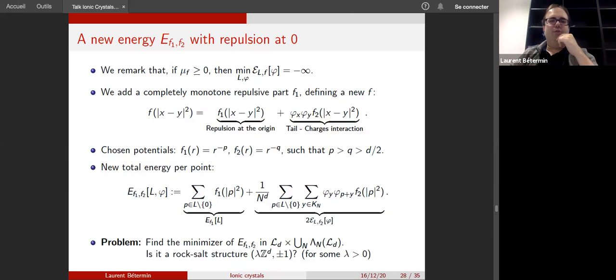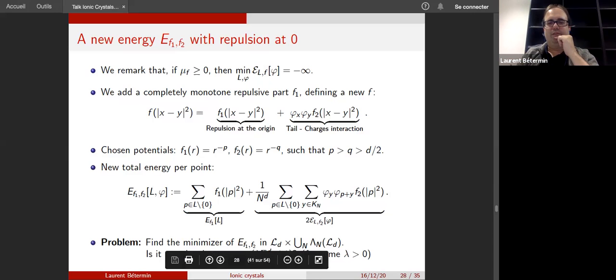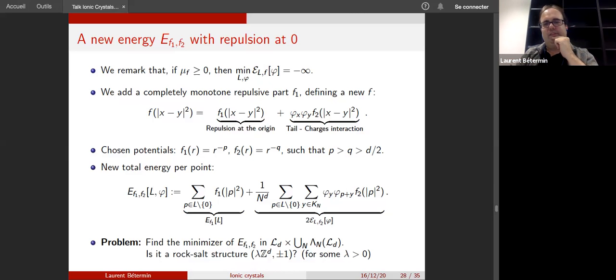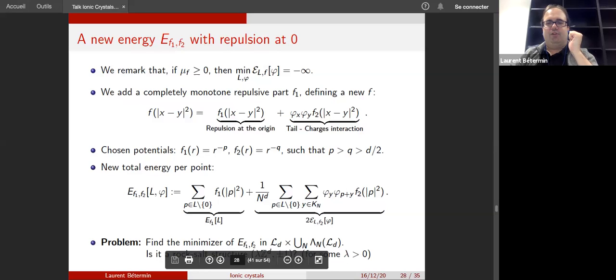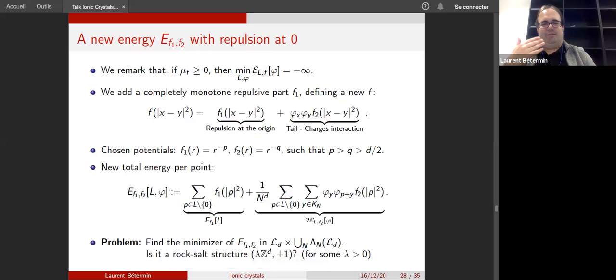Right. So the new total energy per point is given by this energy per point for F1, so the sum of F1 over all the square distances on the lattice L. And the second part depends on the lattice and on the charge distribution. That will be the product of the charge times F2 of the distance. So that's exactly the things I explained before, times 2, because I didn't divide by 2, because here I count twice all the pairs. Okay. And now the question is well posed.